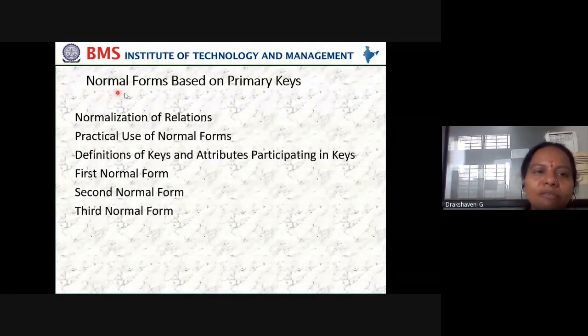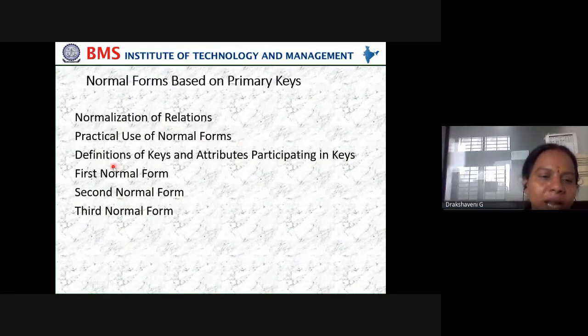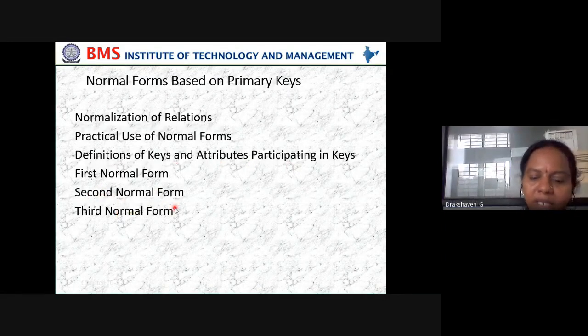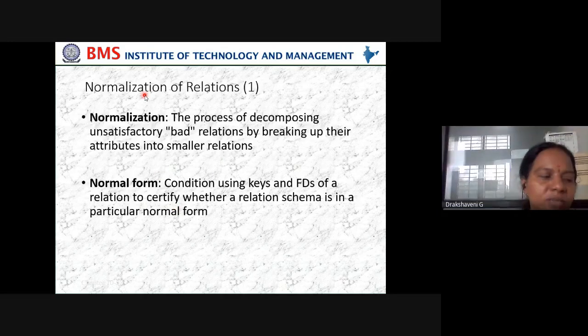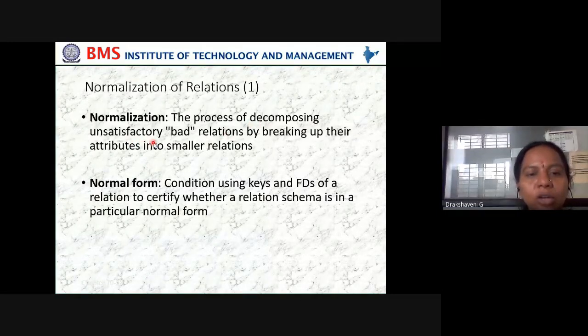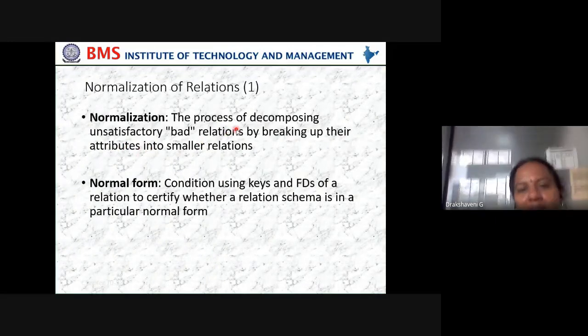Then we move on to normal forms based on primary keys. What we see next is normalization of a relation, practical use of normal form, definitions of keys and attributes and participating keys, first normal form, second normal form, and third normal form. First we see what normalization is. Normalization is the process of decomposing an unsatisfactory or bad relation by breaking up its attributes into smaller relations.